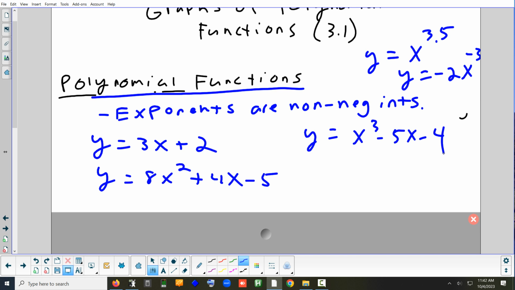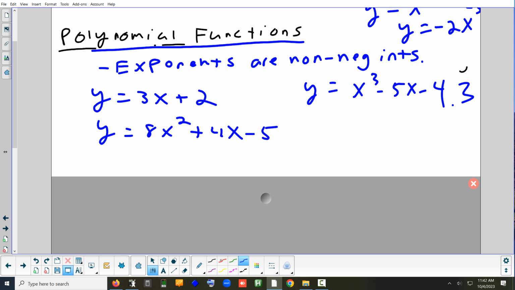As long as you don't have any negative exponents on your variable and no decimals or fractions. You can have a decimal like right here, minus 4.3. That's fine. That's not a decimal on the exponent. That's just the decimal at the end of the problem. Any question on the difference between having a decimal as the exponent versus at the end? Okay.